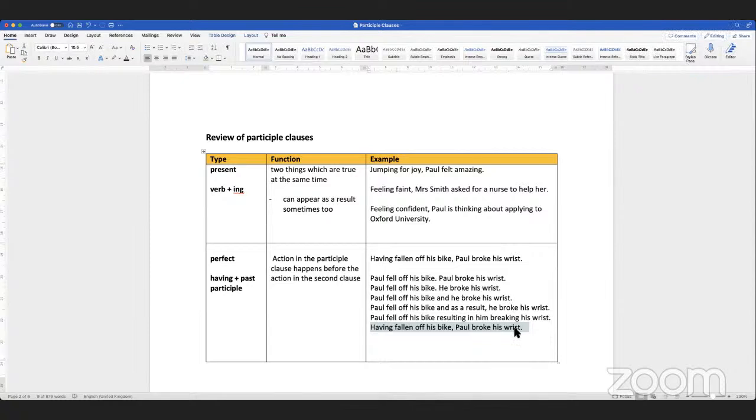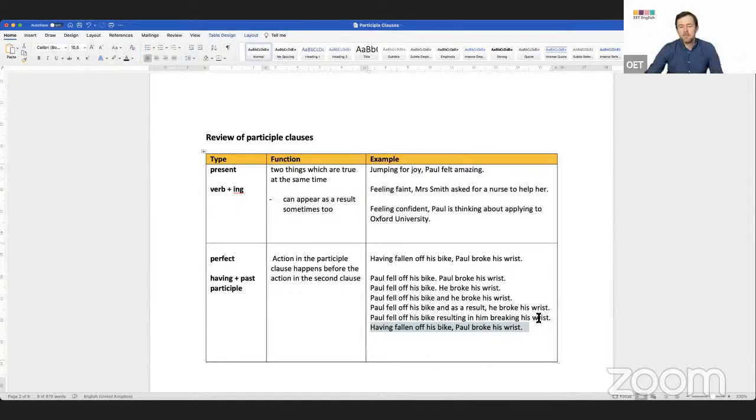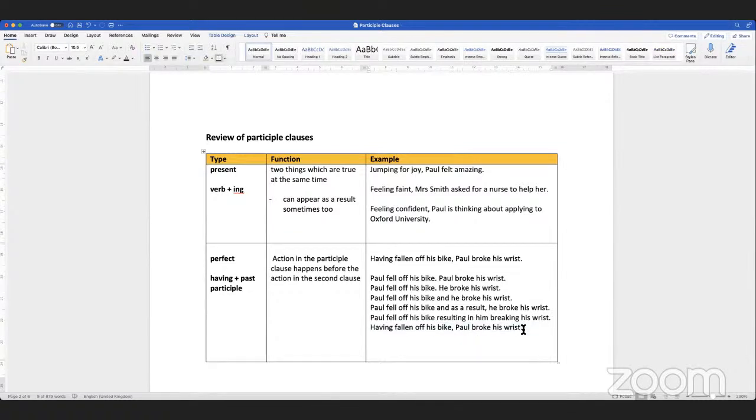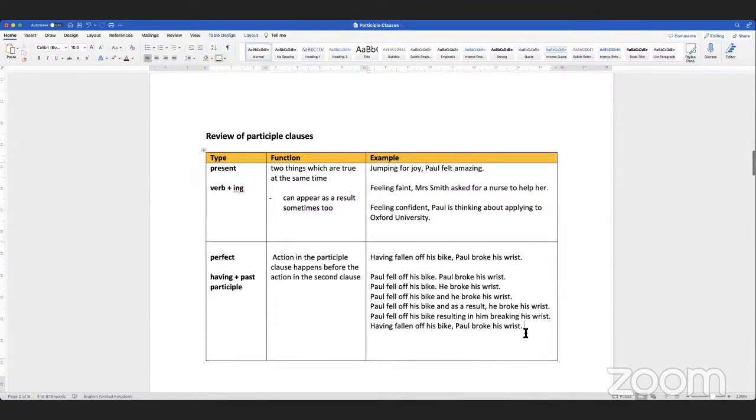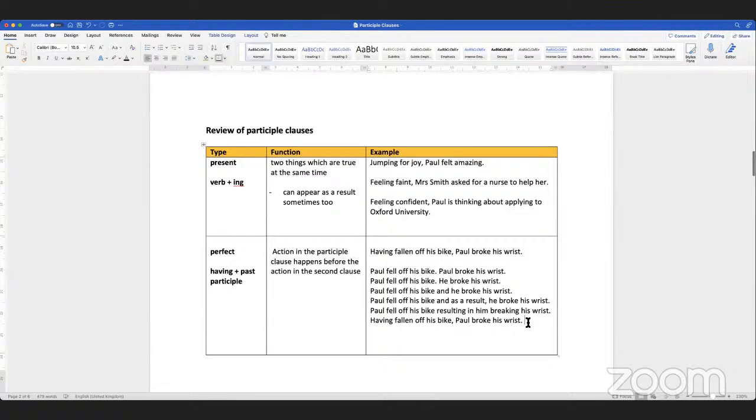In these examples that you explained about the perfect one, all the second parts of the sentences are in simple past, but after the participle, we can use any tenses. For example, having completed the university, I will go to New York, or I will get a good job. We can use any tenses.